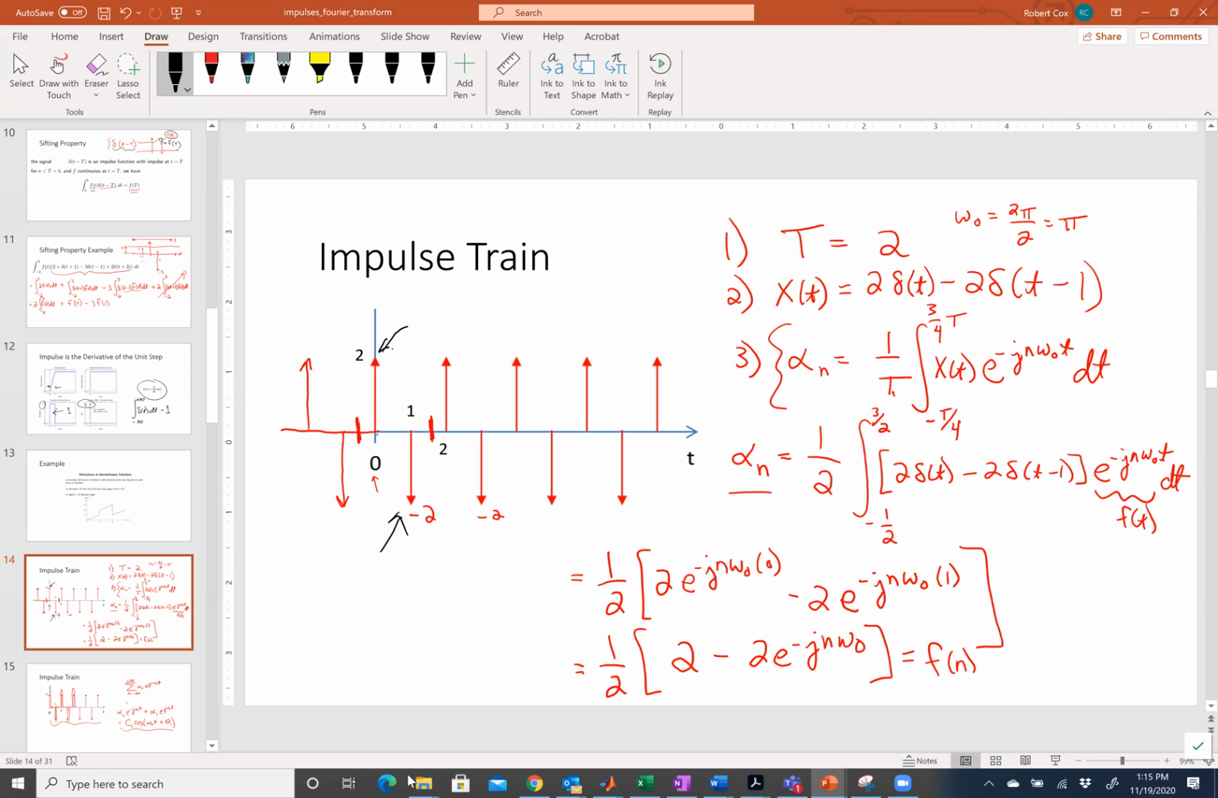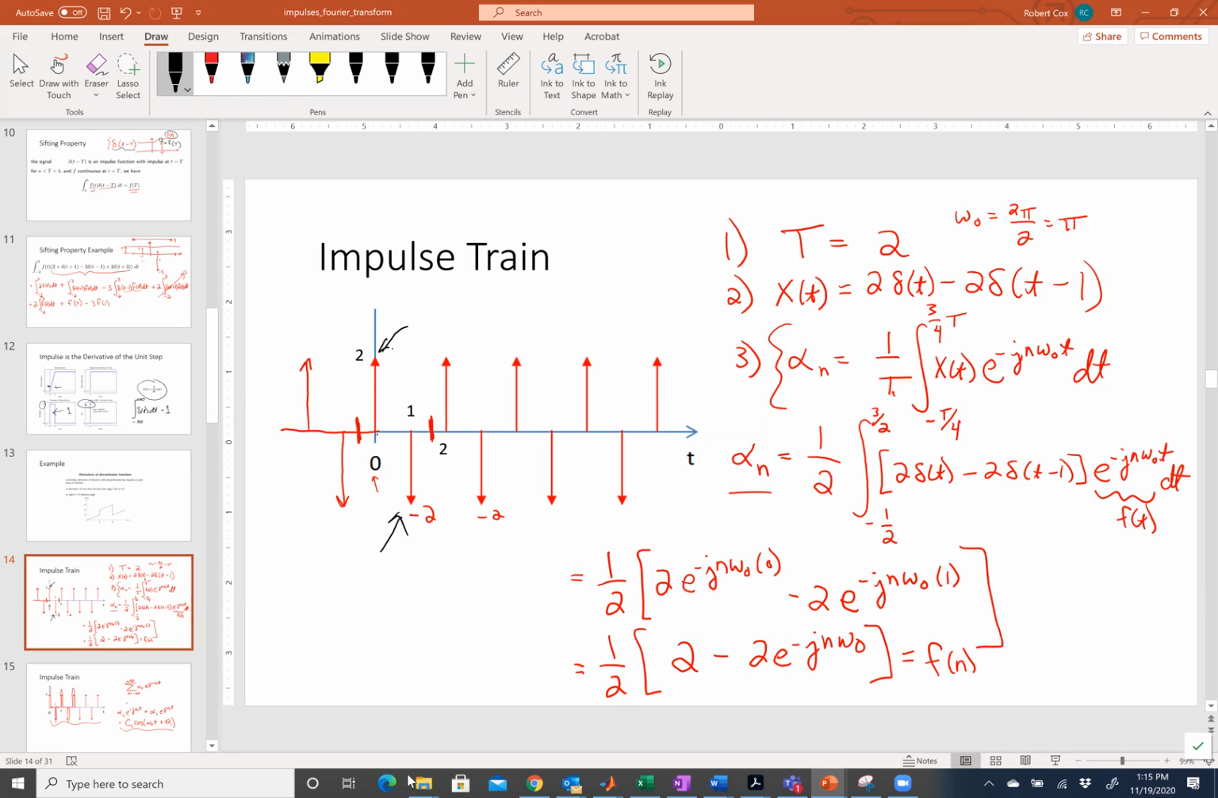It's ambiguous because basically the impulses are located at 0 and 2, and that makes it confusing, right? So what I did was I backed it up a quarter of a period, all right? And that still includes 2 impulses, okay?